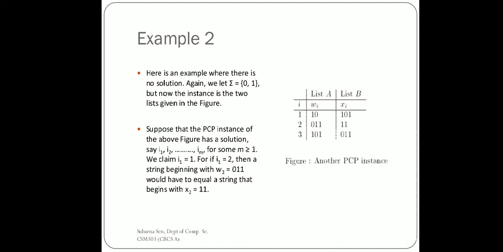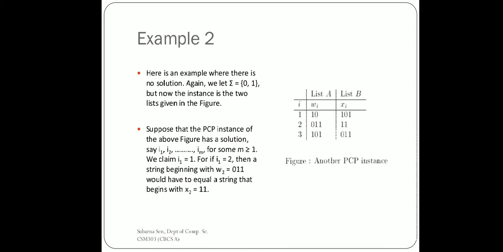So this is a failed attempt, right? If we proceed in a different way, without assuming I1 to be 2, and assume I1 to be 3, what will be the case? If I1 is 3, again the same case: W3 is 1 0 1, but X3 is 0 1 1. So my list A is going to start with 1 0 1, and my list B is going to start with 0, right? And so this is not possible.